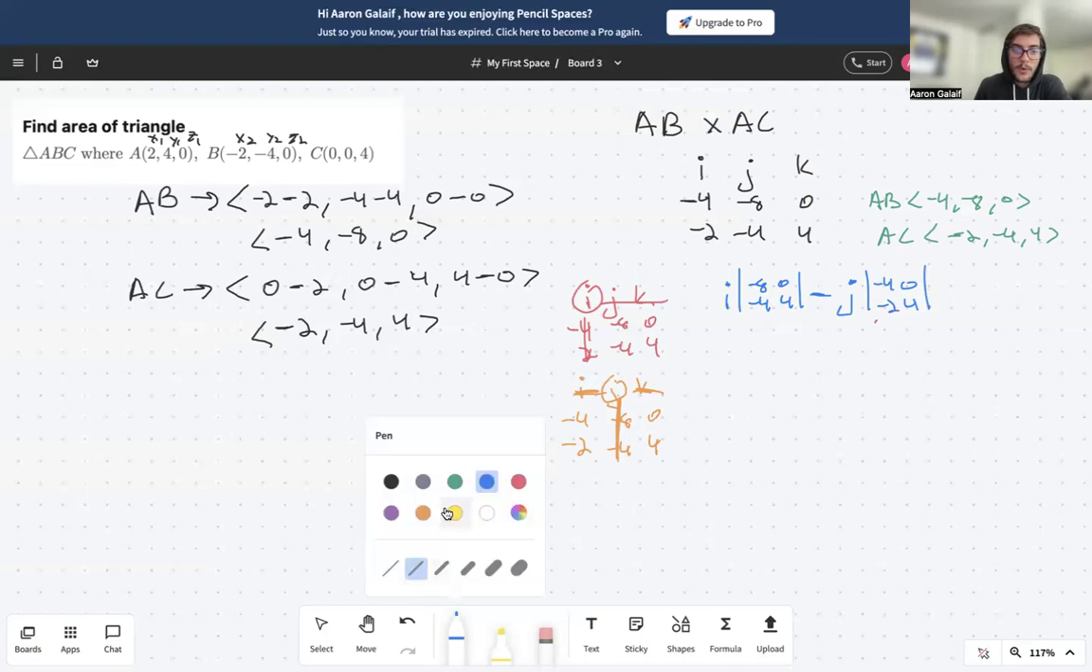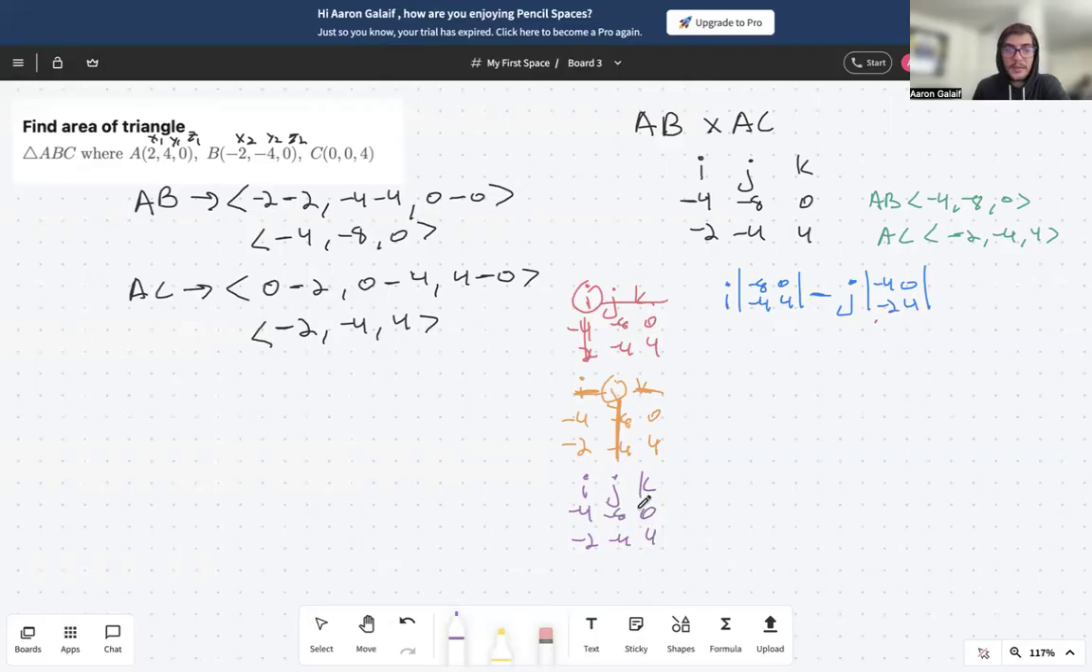We're going to do that one more time: i, j, k, -4, -2, -8, -4, 0, 4. You don't have to write it out 3 times. I'm only doing that to show you the visual representation of it. This one's going to be a plus because the signs alternate. It's very important that we alternate those signs. We write out our remaining matrix, -4, -8, -2, -4. All right, so now we have our minors set up to find the determinant.